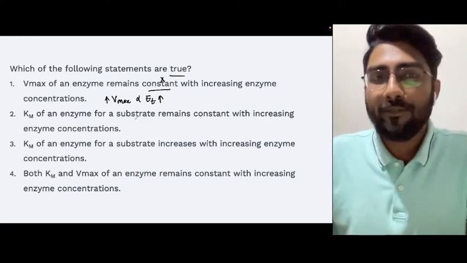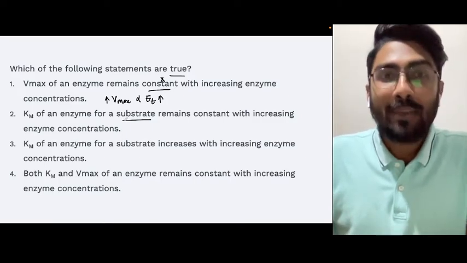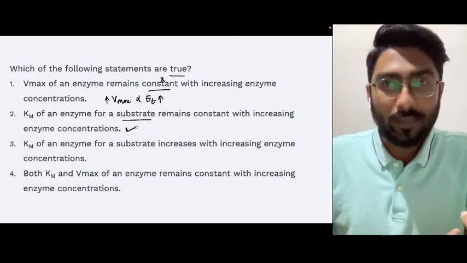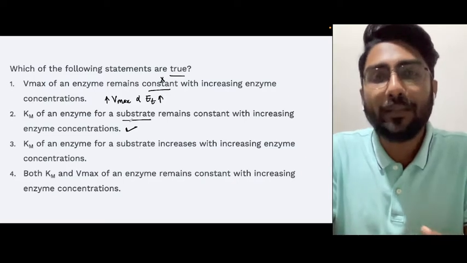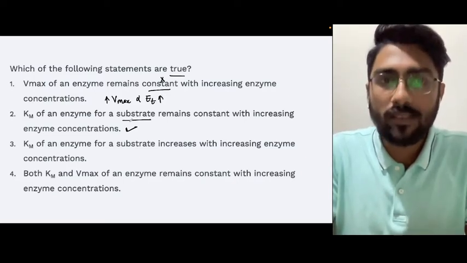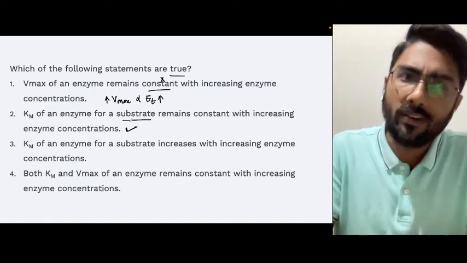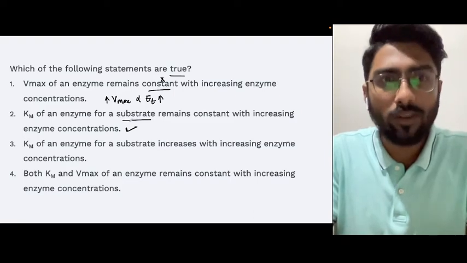Km of an enzyme for a substrate remains constant with increasing enzyme concentration. So Km will remain constant. This is a true statement. Km is basically the affinity between enzyme and the substrate, right? So it will remain constant throughout this process, whether we are increasing the enzyme concentration or decreasing the enzyme concentration. It is going to be constant.